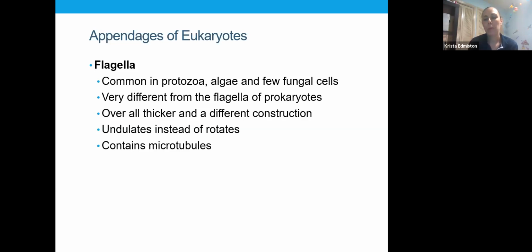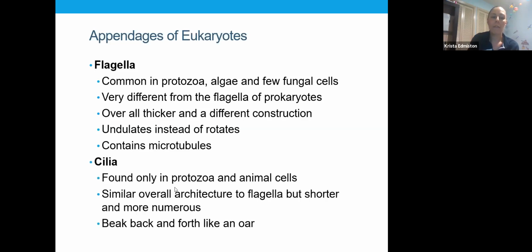Very different from the structure of the prokaryotic flagella. Remember that one kind of turned in a circle like this. We'll see the eukaryotic one is a little bit different. So the prokaryotic one had the basal body and then the filament that came out from it like this. Very different structure of the eukaryotes. So it undulates, meaning that it has this whip-like structure as opposed to turning in a circle. And instead of having flagellin, the eukaryotes have microtubules.